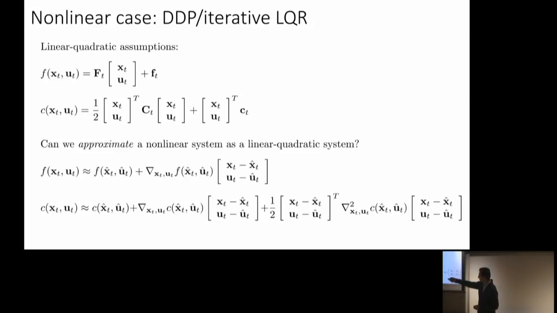So here I've just written out a Taylor expansion of f around x hat and u hat. And people sometimes refer to x hat and u hat, x hat 1, u hat 1, x hat 2, et cetera, as the nominal trajectory. So the trajectory around which you perform the Taylor expansion is the nominal trajectory. I've expanded this around x hat and u hat, and I have linear dynamics, where the linear term is given by the derivative of the dynamics. And I have a quadratic cost, where the quadratic term is the Hessian and the linear term is the gradient.